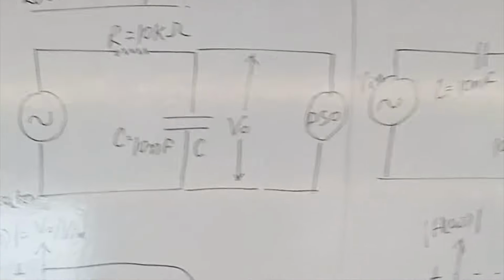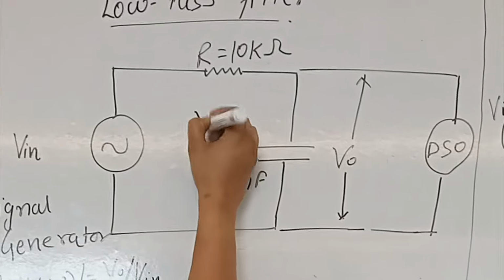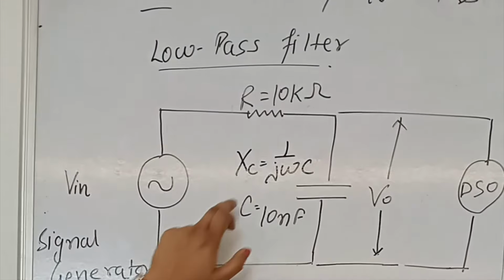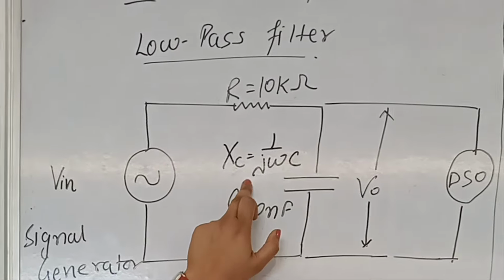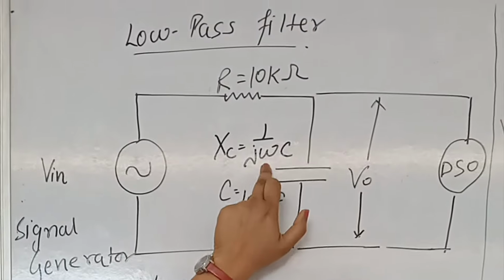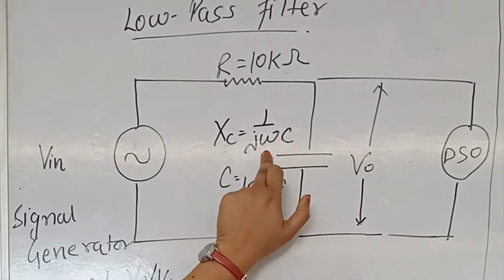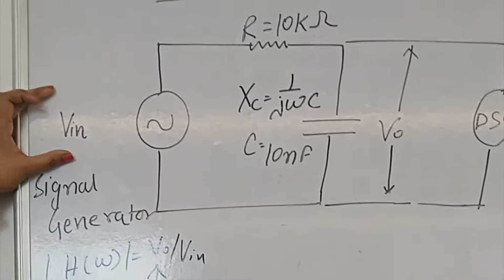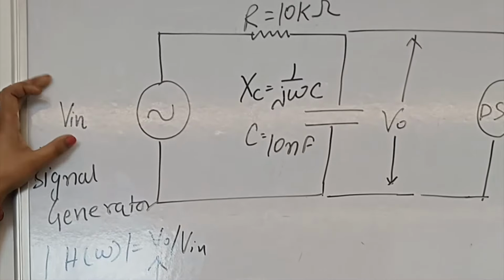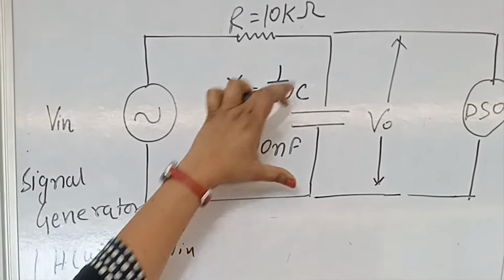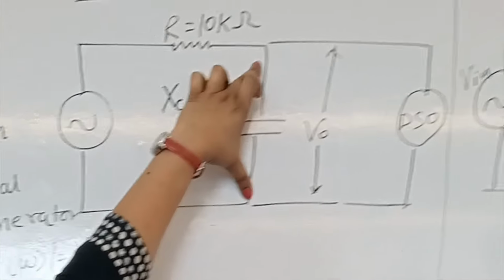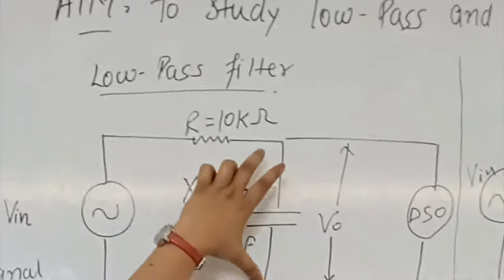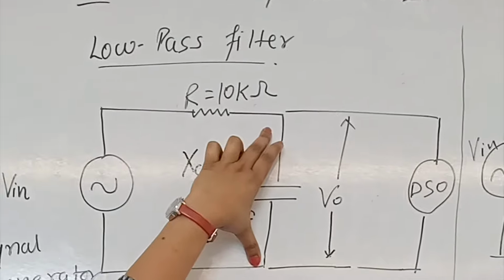To understand that, let us first write the reactance value of capacitor, which is 1 upon j omega c. Now if you notice, the reactance value is dependent on the frequency. For lower frequency, this reactance value would be high, and for higher frequency, this reactance value would be low. Now, if the input signal is having the lower frequency, then this reactance value would be high, because of which the voltage drop across this capacitor would be high. It means that very low voltage will drop across resistance and very high voltage will drop across the capacitor.